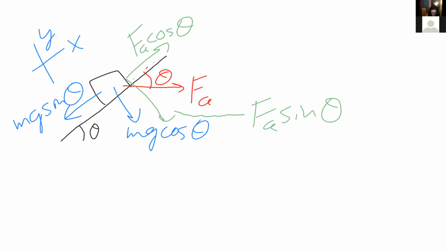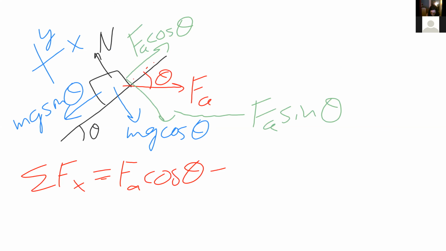As I mentioned, your general practice with these problems would be to label your forces. The one other force that I haven't labeled here is the normal force. Remember, normal force is always perpendicular to the point of contact. And then the next thing that you do is you sum your forces in the x direction. For this problem that I've sketched out, that's Fa cosine of theta up minus mg sine of theta down.